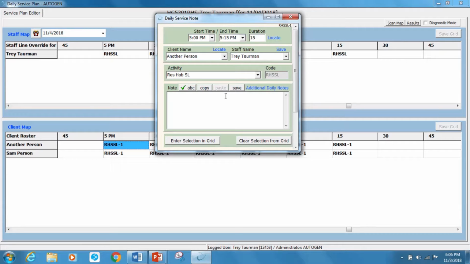You can just say, in this case, this was another. So another was in the house from 5 p.m. and I'm going to type kind of fast, so please excuse my poor typing skills. So another was in the house from 5 to 5:30. We all left at 5:30 and went to wherever we did, let's say place, and arrived back at 6:30. And then I'm going to hit save.